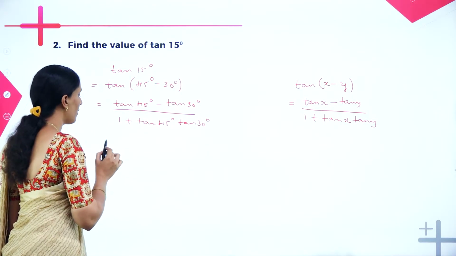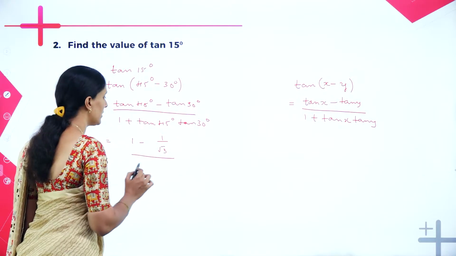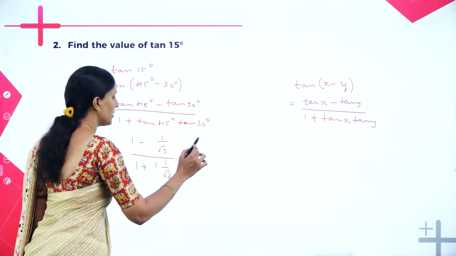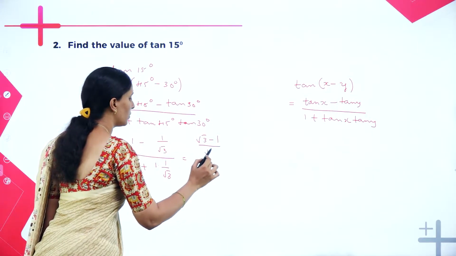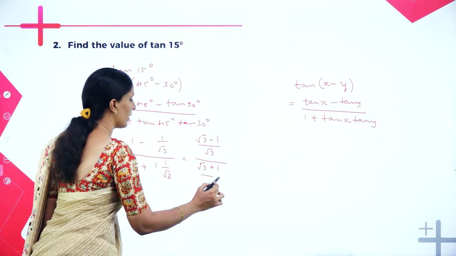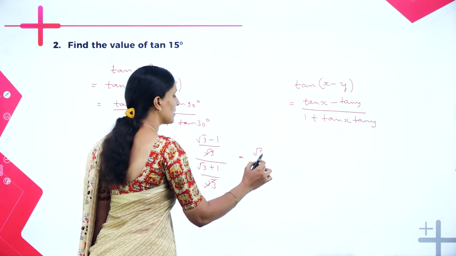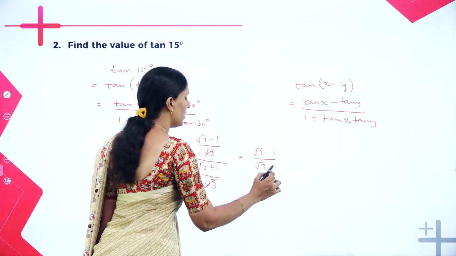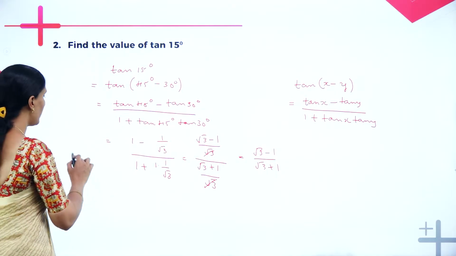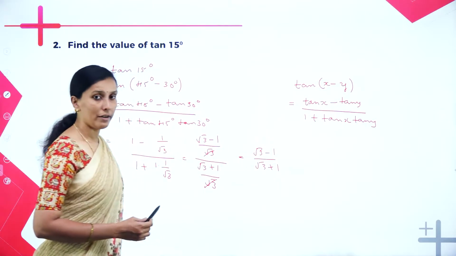We know the value of tan 45 degree is 1 and tan 30 is 1 by root 3. So here it is 1 minus 1 by root 3 divided by 1 plus 1 into 1 by root 3. So which is root 3 minus 1 by root 3 divided by root 3 plus 1 by root 3. So root 3 gets canceled. We will get the value as root 3 minus 1 divided by root 3 plus 1. So we can also rationalize the denominator. So thus we can take the value of tan 15 degree as root 3 minus 1 divided by root 3 plus 1.